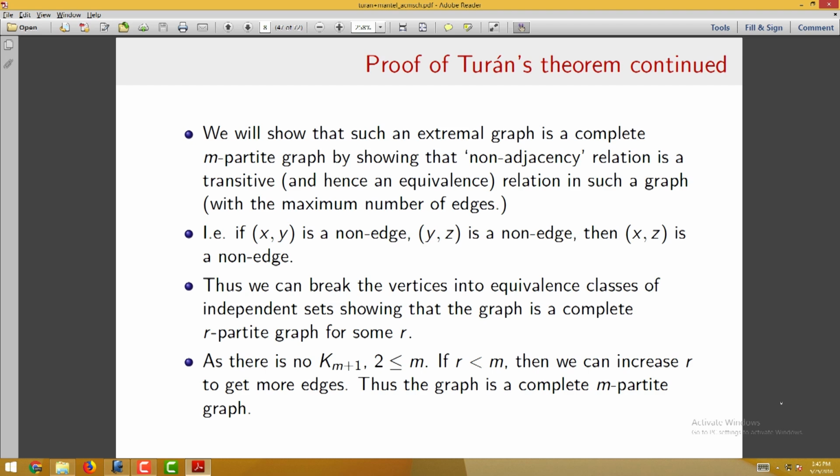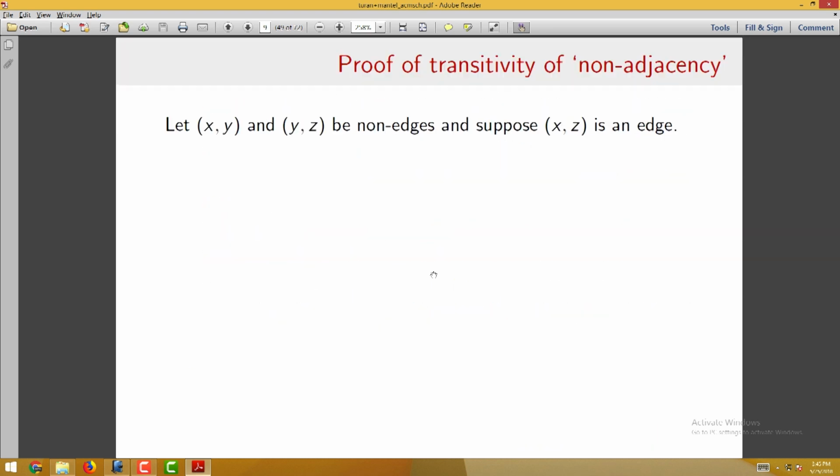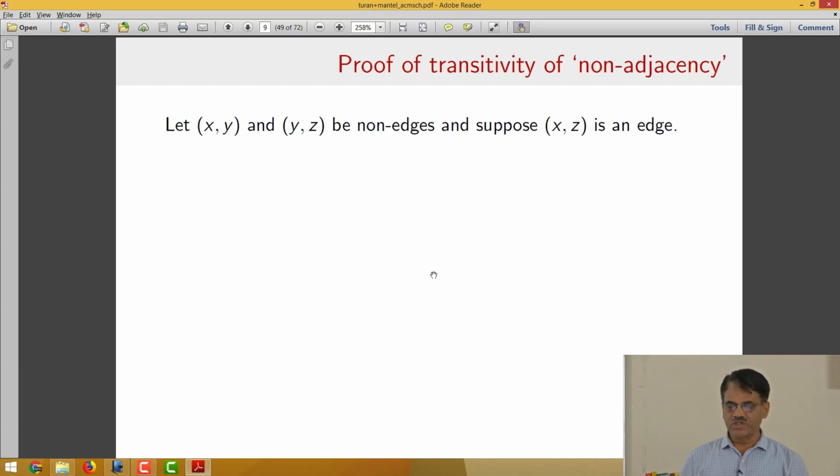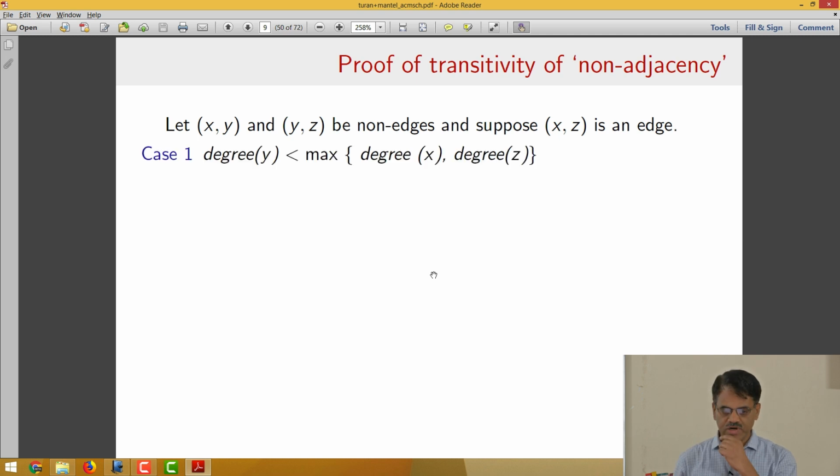So our focus is now on trying to show that this non-adjacency relation is a transitive relation in such an extremal graph. Not a 3-line but maybe a 6-line proof. Okay, so let's start. Suppose xy is a non-edge, yz is a non-edge. Suppose xz is an edge.